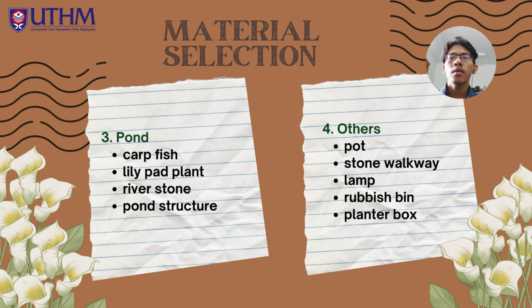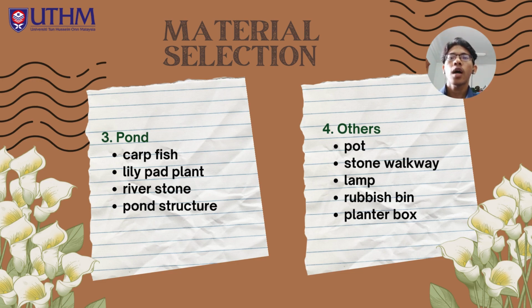Material selection for the pond is koi fish, lily pad plant, river stone and pond structure. The pond structure is designed to look beautiful at the corner of the lawn. We use koi fish to make our pond more colorful. The lily pad plant and river stone are used to make the pond look more natural.